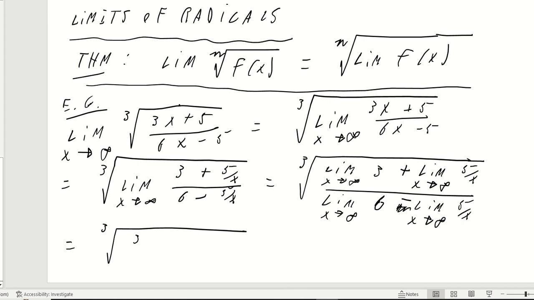The limit of 3 is just 3. And the limit of 5 over x as x tends to infinity is just going to be 0. We've seen that before in another video. So the limit of 6 is just 6. And then the limit of 5 over x as x tends to infinity is just 0. So that's minus 0. Sorry. So this is equal to the cube root of 3 over 6. And that is equal to the cube root of half. Okay. So this is the basic idea of dealing with radicals, getting the limits of radicals.